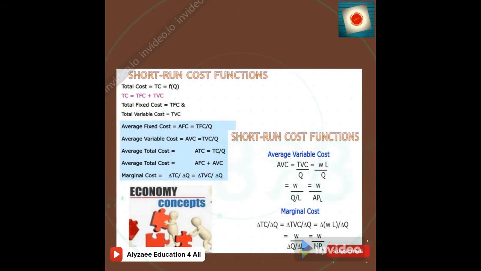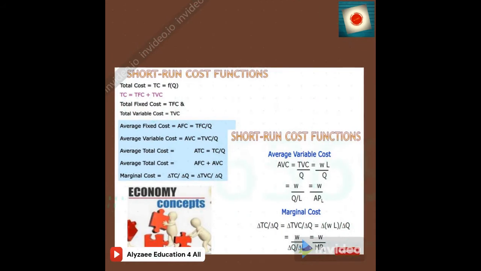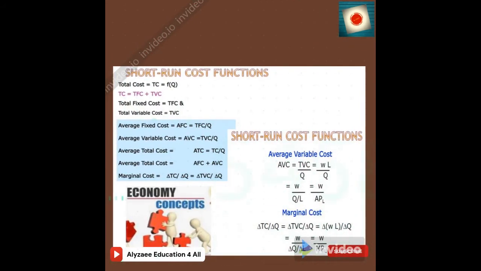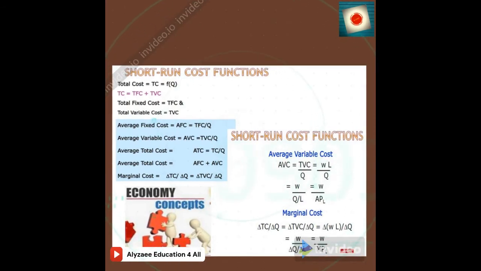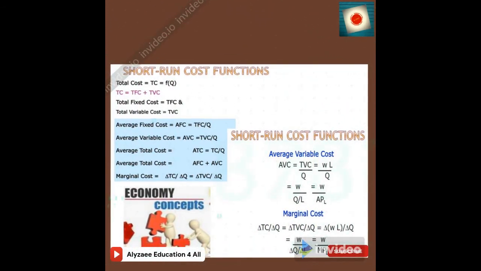So cost, total cost, as we calculate total cost, total variable cost equals fixed cost plus variable cost. Average fixed cost, average variable cost, average total cost, and marginal cost equals change in total cost divided by change in quantity.